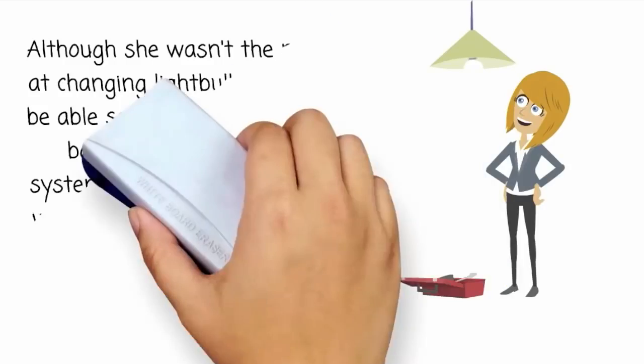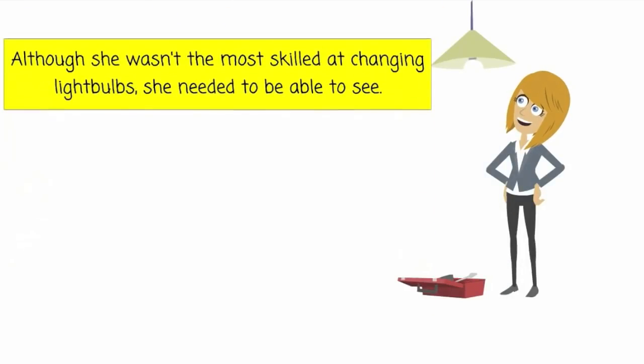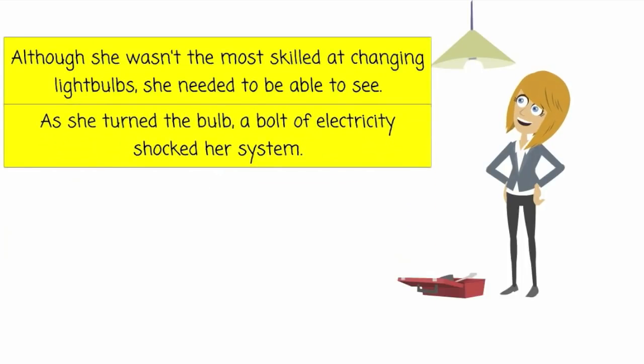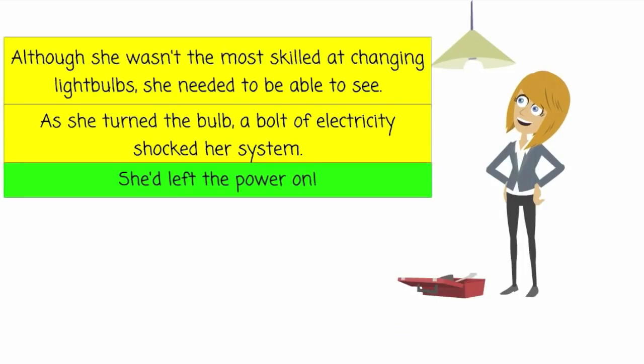Okay, time's up. Did you manage to spot them? If we go through them one by one, so I started with a complex sentence, starting with a conjunction. Although she wasn't the most skilled at changing light bulbs, comma, she needed to be able to see, and then a full stop at the end. That was followed by another complex sentence. As she turned the bulb, comma, a bolt of electricity shocked her system. So two separate pieces of information split with a comma, started with a conjunction.